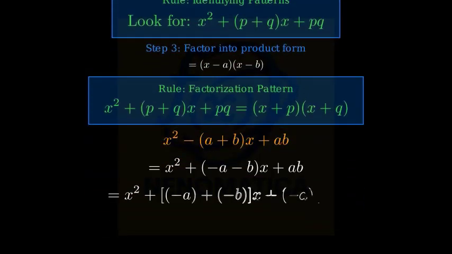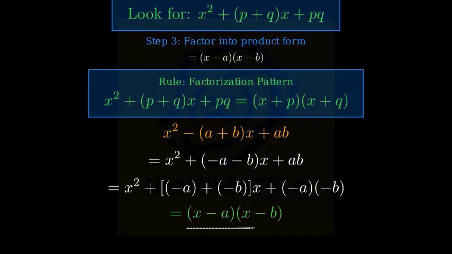Let's recap what we did. We took the expression x squared minus the quantity a plus b times x plus ab, identified the pattern, and factored it into the product of x minus a and x minus b. Now, let's look at our second example.